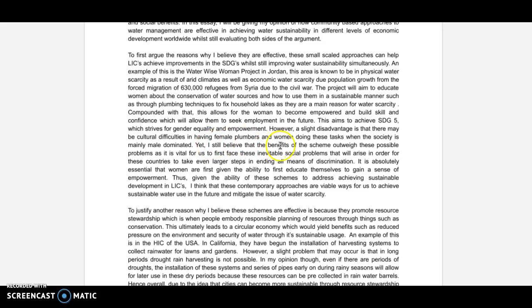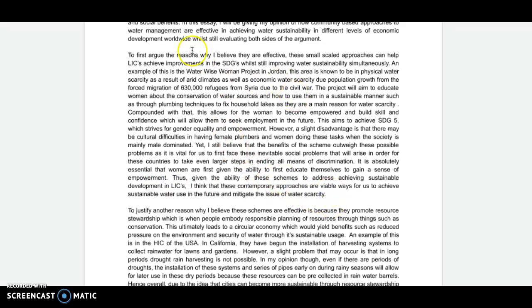I still believe the benefits of the scheme outweigh the possible problems, and it's vital for us to first face these inevitable social problems that will arise in order for countries to take larger steps to end all means of discrimination. It's absolutely essential that women are empowered, and then I say thus, given the ability of these schemes to address achieving sustainable development in LICs, I think these contemporary approaches are viable ways for us to achieve sustainable water use in the future and mitigate the issue of water scarcity. So this is a nice evaluation sentence.